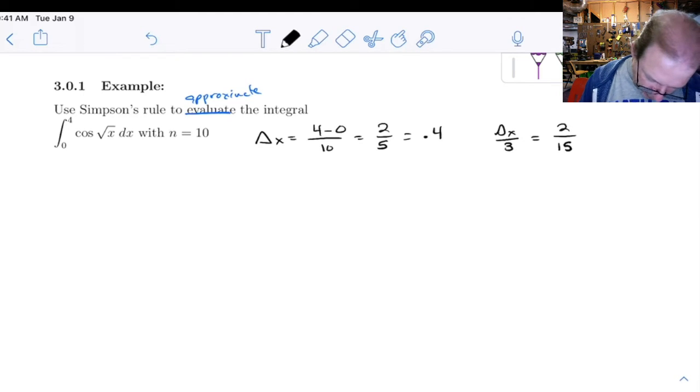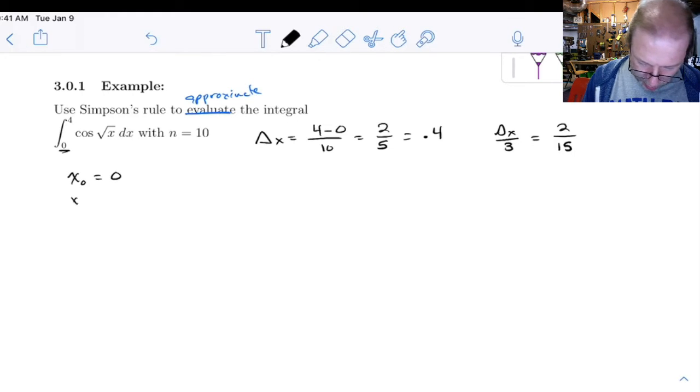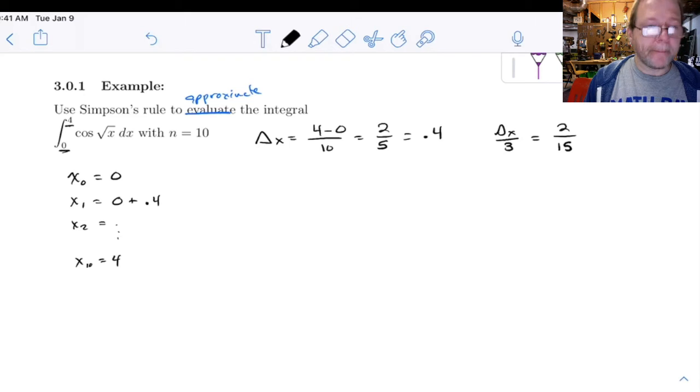So what are our different x values going to be? Well, x0 is going to be 0 from here. x1 is going to be 0 plus 0.4. And we're going to keep adding 0.4 onto these until we get down to the end. Our very last one, x10, should be 4. So let's go ahead and put that much into the spreadsheet.